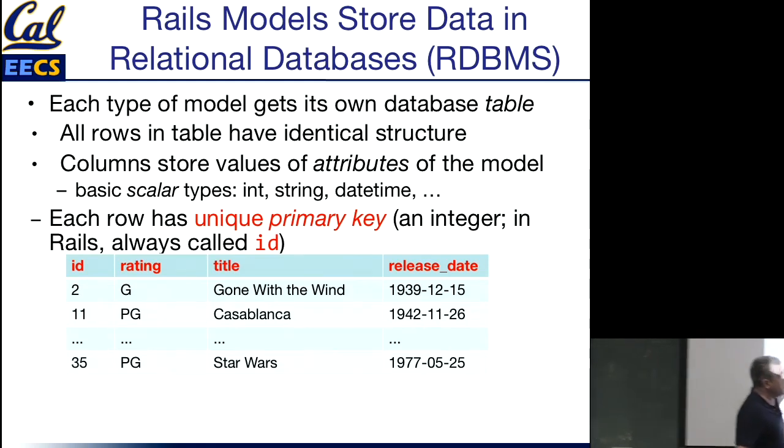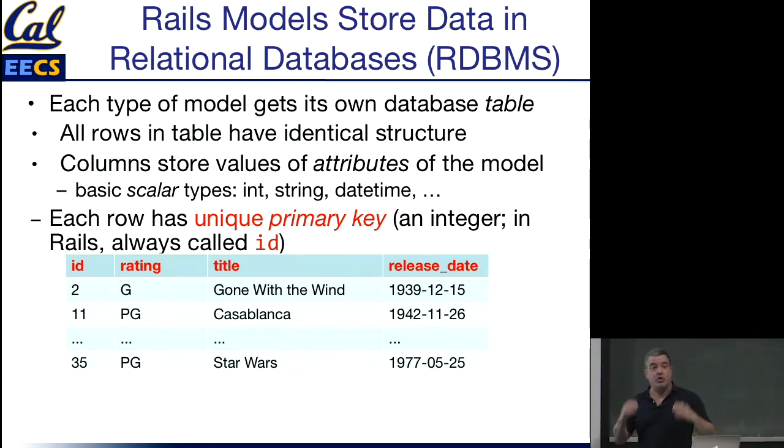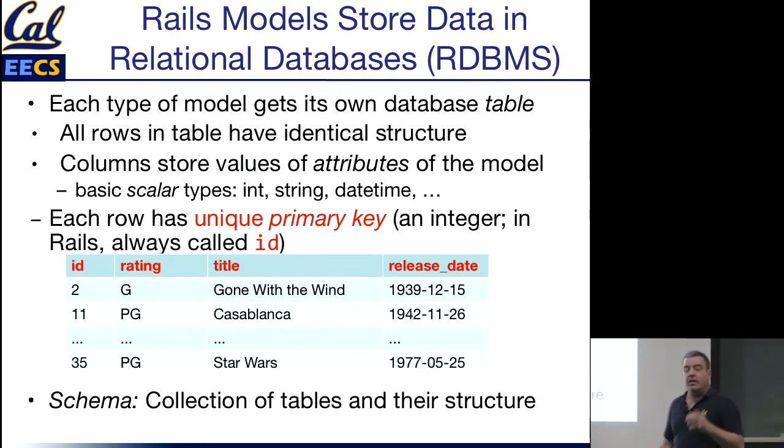Okay? So this is a very simple example of what a table might look like for storing the movies we've been talking about. And if you haven't heard the term schema, it generally means the collection of all the tables associated with some app. What is the structure of those tables, and what are the relationships among those tables?